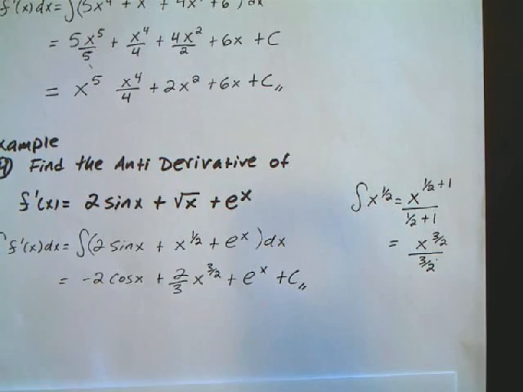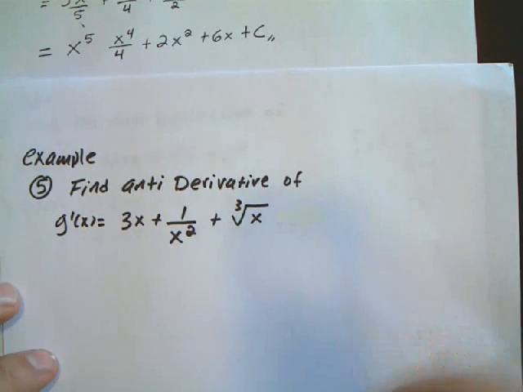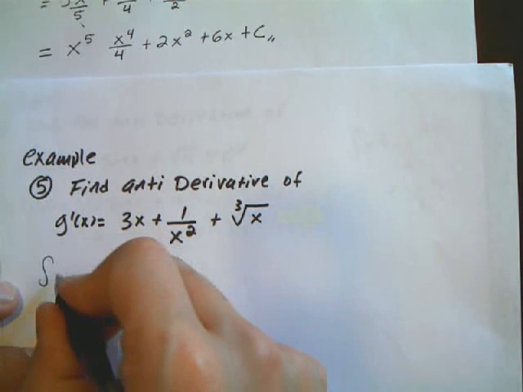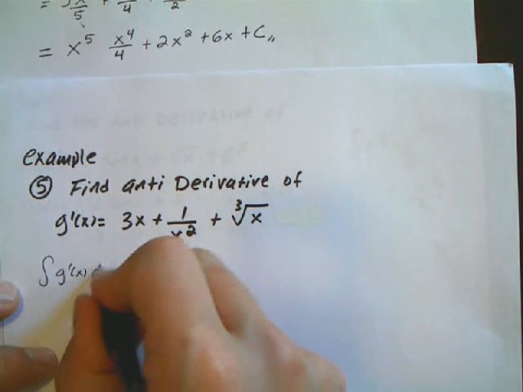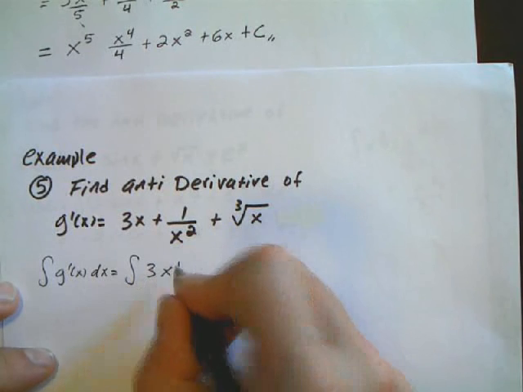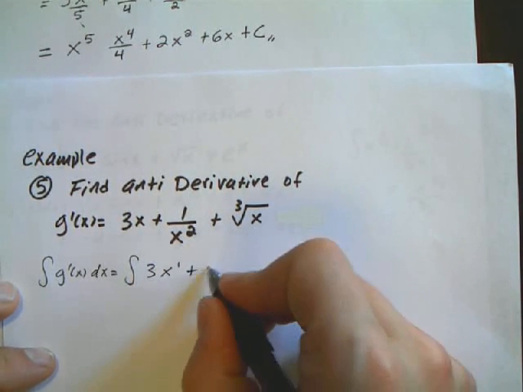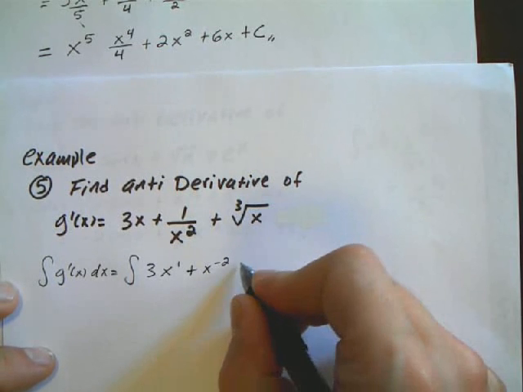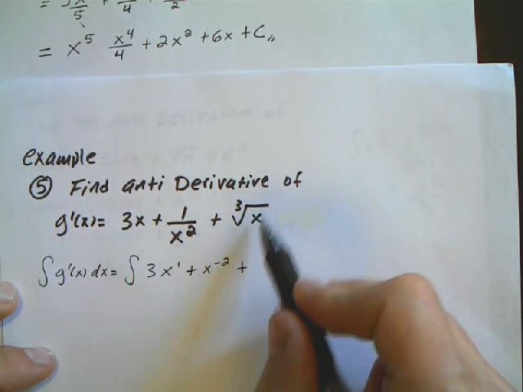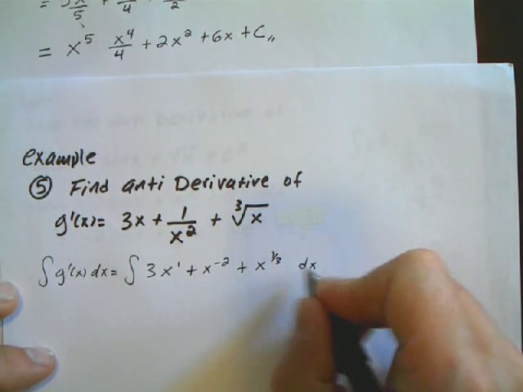Alright, so one last example to go over today for this set of notes. Antiderivative of this. So it's going to be g prime of x dx equal to 3x to the first power. If I have x squared in the denominator, it's going to be x to the negative 2 plus the cube root of x is x to the 1/3 dx.